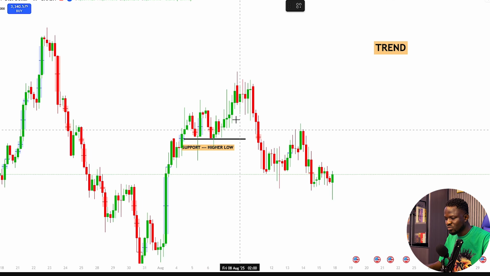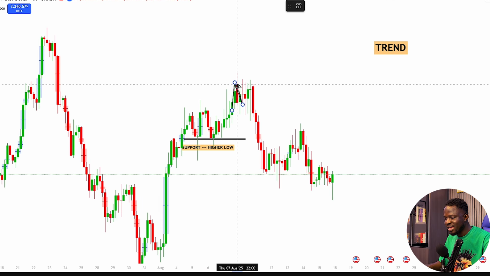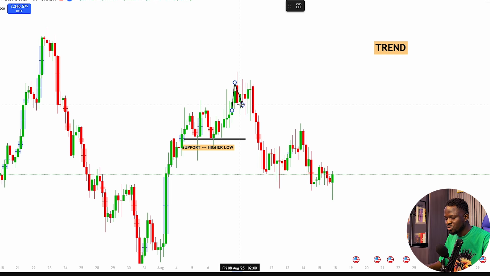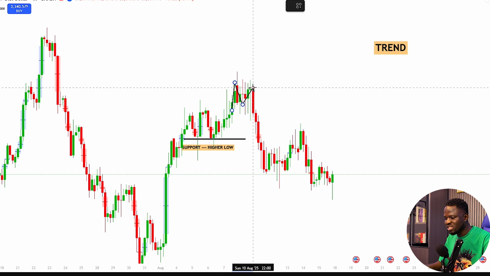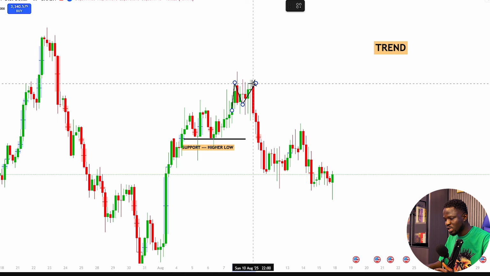sellers, which was this equal high. Price created a new higher high, then sold to create a new support, then price bought again to create an equal high. If you don't want to call it an equal high, you can also call it a double top pattern. Double top pattern is a chart pattern that represents the presence of sellers in the market. It's a bearish reversal chart pattern.